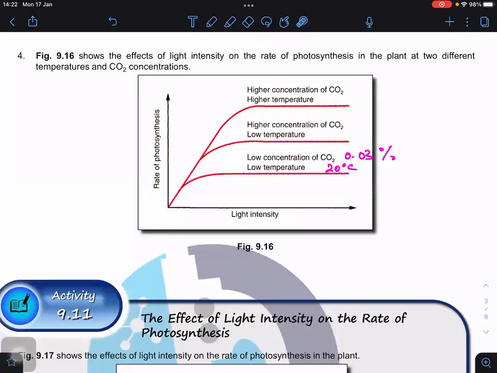Are you clear? So from the first graph to the second graph, what do we change? We change the concentration of CO2. How do we change it? We increase it. For example, from 0.03% we change it to higher, let's say 0.3%. But can I change the temperature this time? Cannot, because when I change one factor, I have to make sure the other factor remains constant. So the temperature now remains at 20 degrees Celsius.